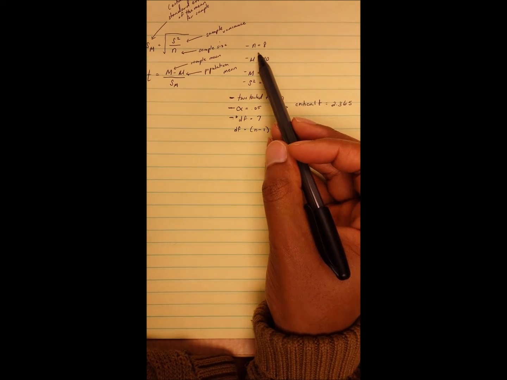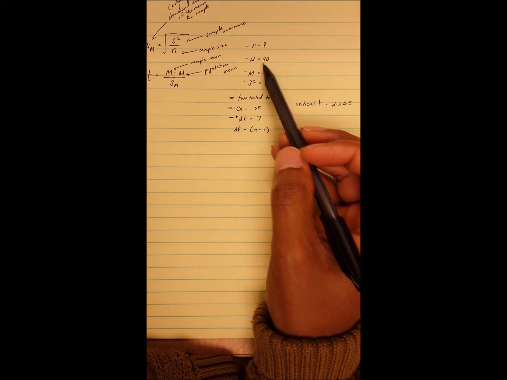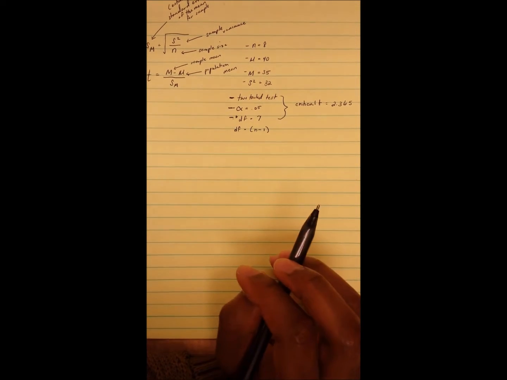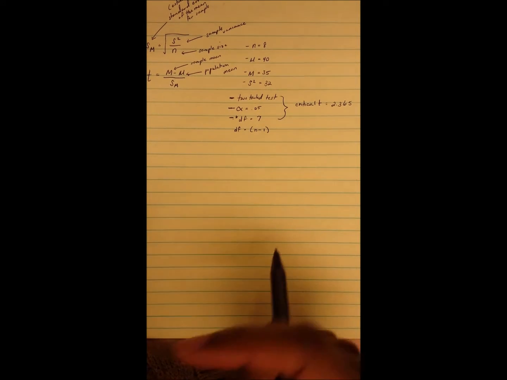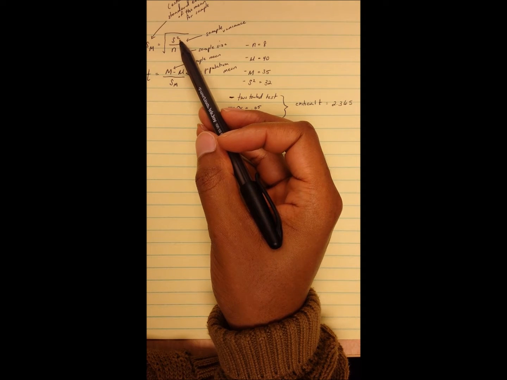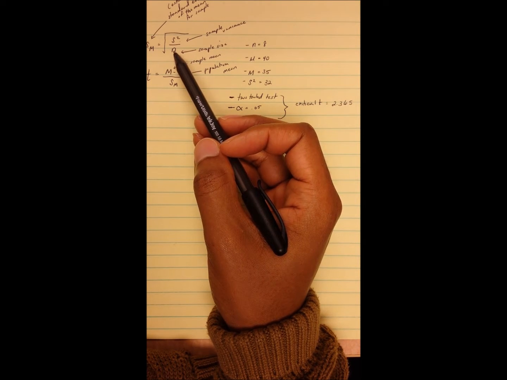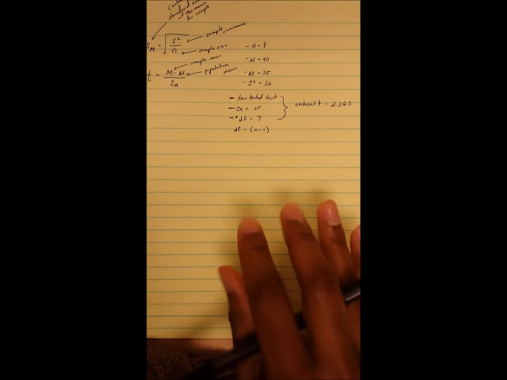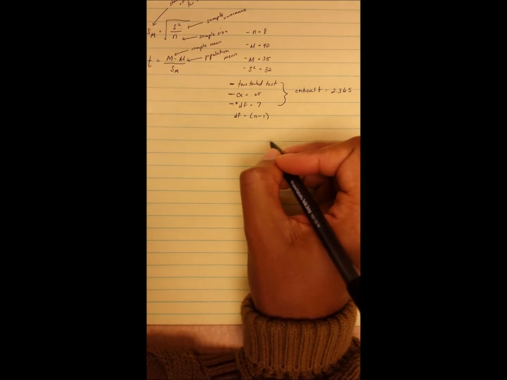So n equals 8, population mean is 40, sample mean is 35, variance is 32. Okay, so we have everything that we need to work through this formula. So we have a variance in the numerator, we have a sample size in the denominator, and we have to take the square root of it all to get our estimated standard error of the mean. Okay, so let's do that down here.